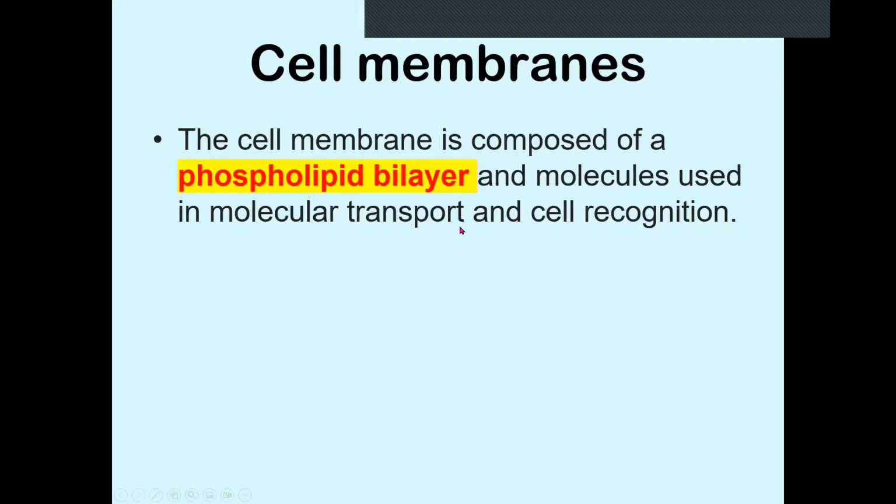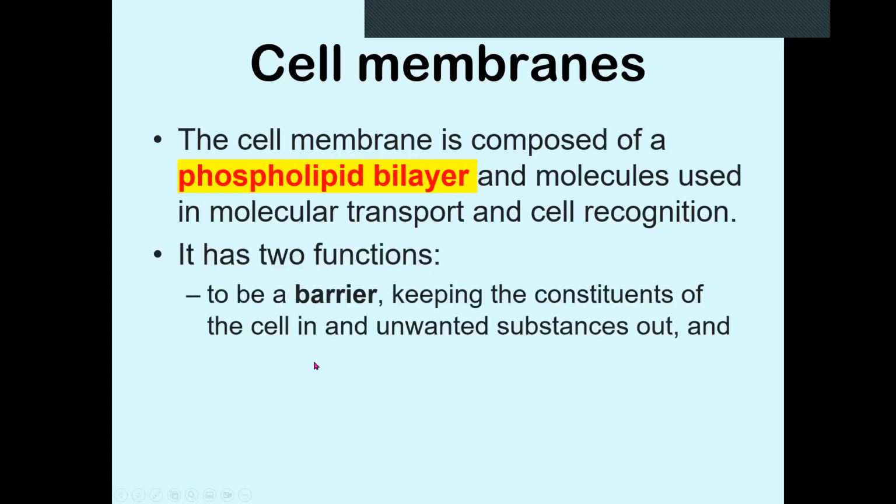So the cell membrane itself is a phospholipid bilayer. Bilayer means it has two layers of this fat, which has a phosphate attached. I'll explain in a moment. These are arranged in such a way that molecules are transported in or out of the cell, and it's also vital for cell recognition. We've talked about immunity, the immune system; this is where we talk about cell recognition.